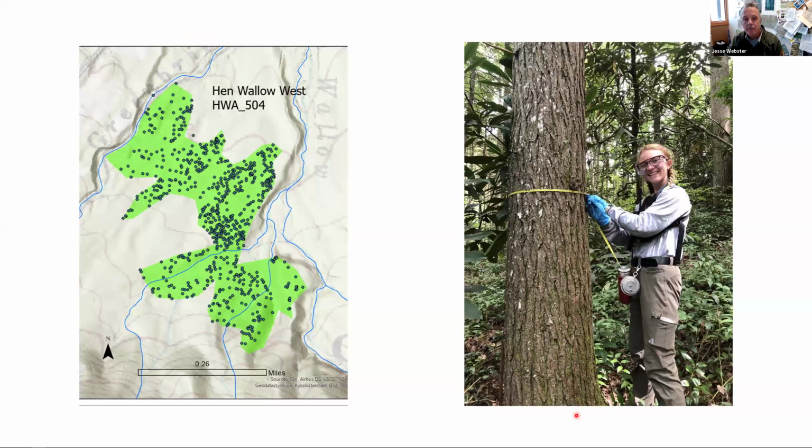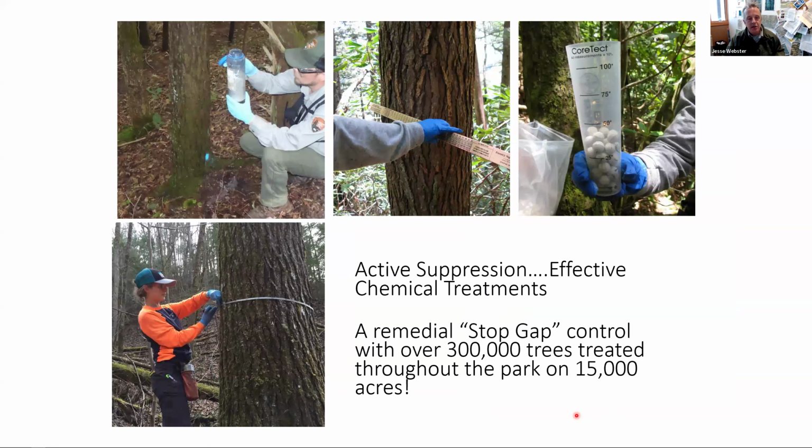Oh, I blasted through a couple of them there. Okay, so active suppression, again, to think about this as a remedial stopgap, is a treatment of these hemlock trees. The Adelgid takes very, very minute parts per million of the active ingredients to control it and actually save these trees, which we've treated over 300,000 trees throughout the Smokies on 15,000 acres. And again, these are choice areas, picnic areas, campgrounds.